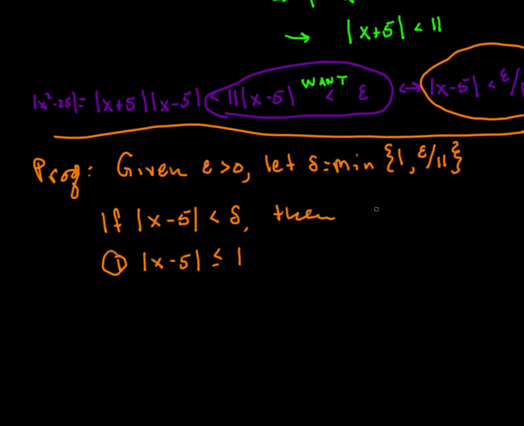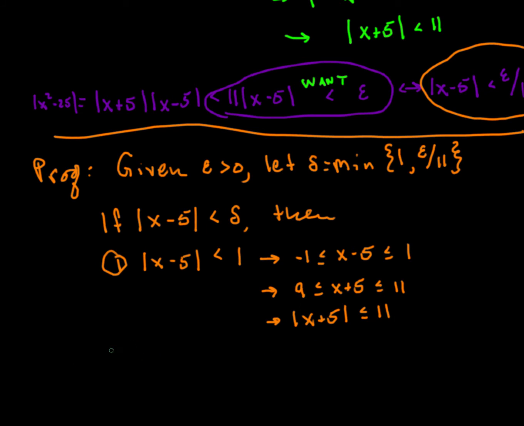No, sorry, I take that back because I'm making this strict. So if |x − 5| < δ, and δ is smaller than or equal to 1, then |x − 5| < 1, which tells me that −1 ≤ x − 5 ≤ 1, which tells me that 9 ≤ x + 5 ≤ 11, which tells me that the absolute value of x + 5 is less than or equal to 11.